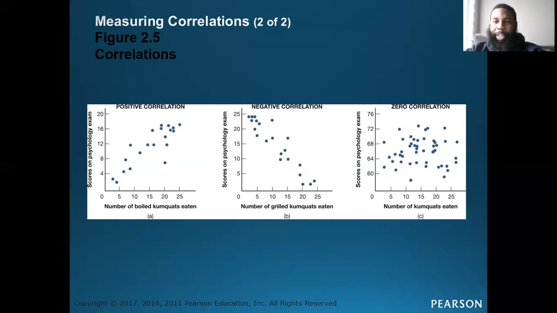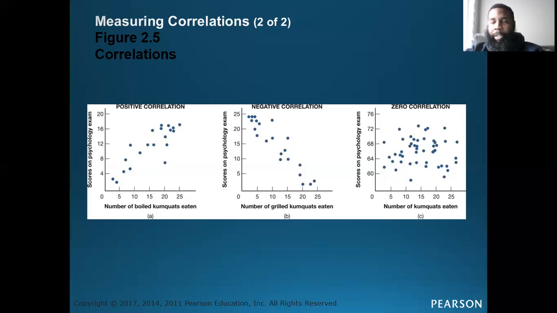Now, zero correlation, right? So you have a correlation coefficient of 0. That means it doesn't matter. These two have no relationship. A 0 correlation coefficient means no relationship between the two variables. It doesn't matter the number of kumquats you eat. The number of kumquats you eat has no bearing on your y-axis, has no bearing on the scores that you will have on your psych exam. So it doesn't matter if you eat kumquats or not when you're taking an exam with me.